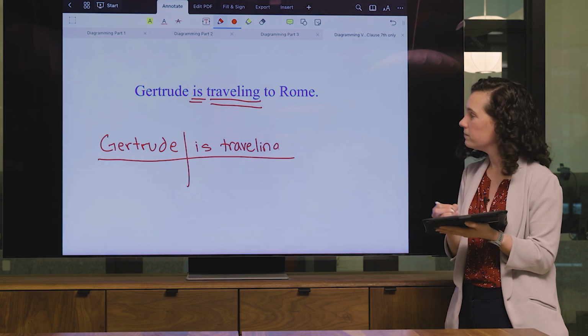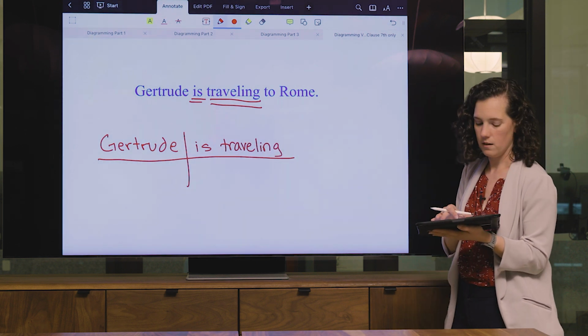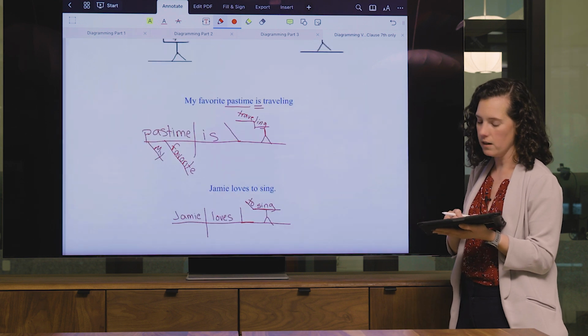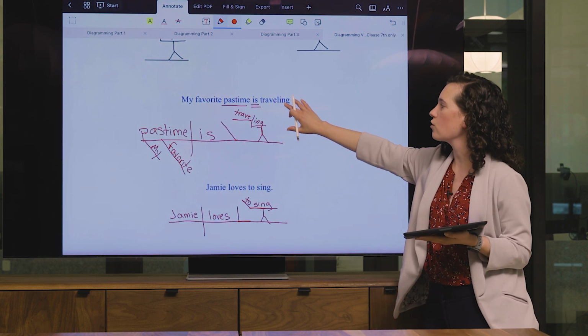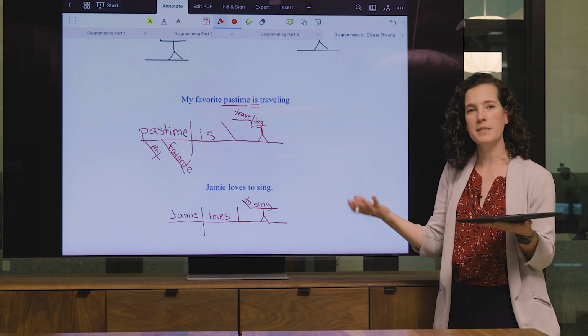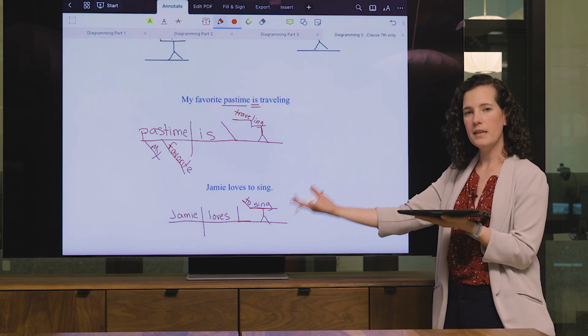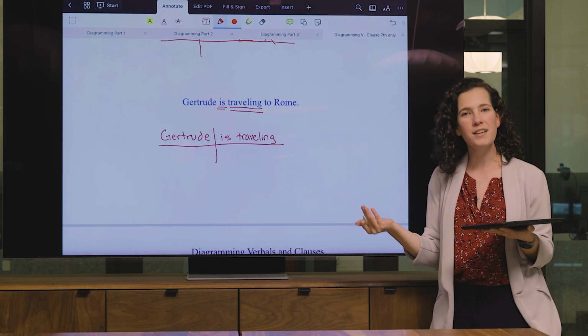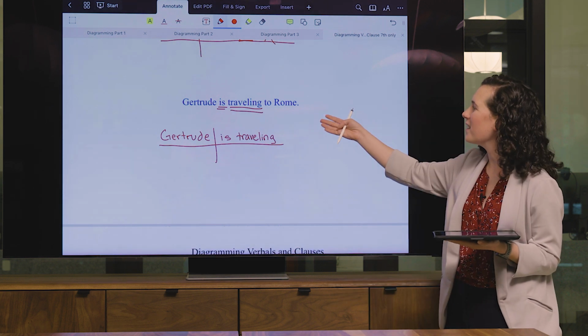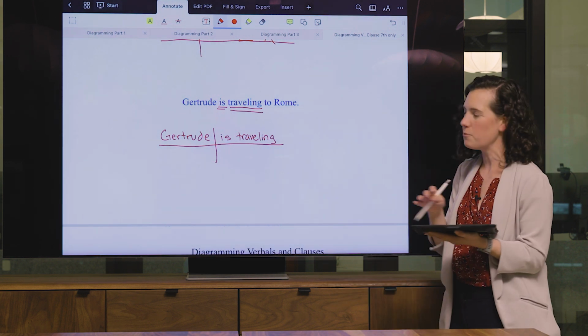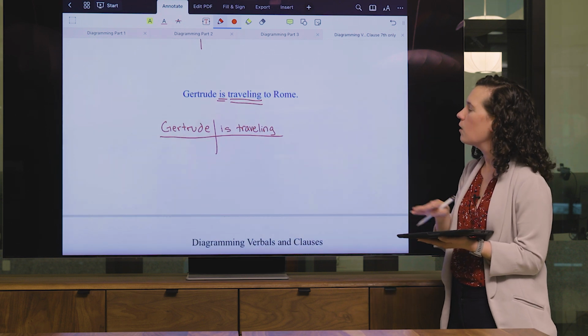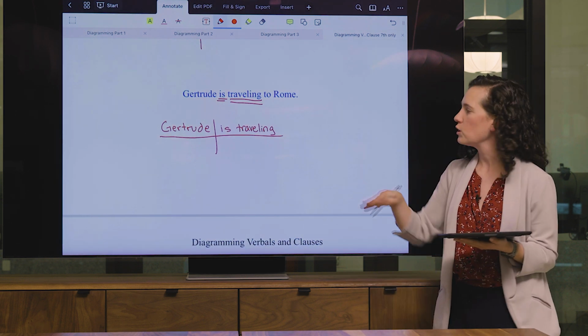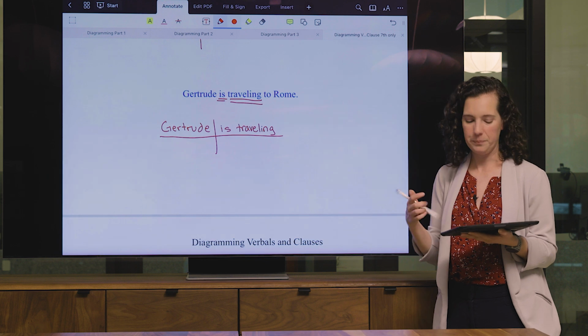Gertrude is our subject. Is traveling is our verb. This is different from the sentence up here, where the pastime is traveling. Traveling and the pastime are the same thing. The pastime itself is this action of traveling. Down here, Gertrude and traveling are not the same thing. You could not say traveling is Gertrude like you could with our first sentence where traveling is a pastime.